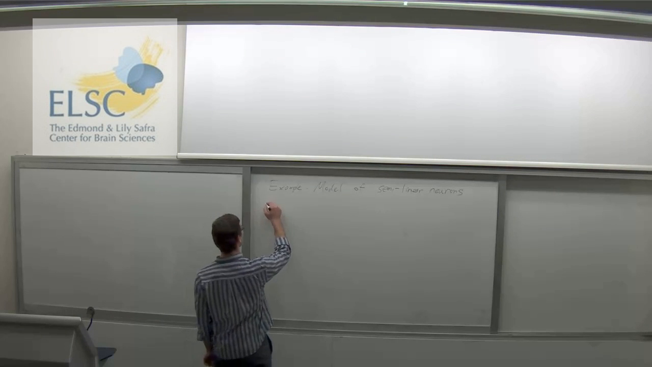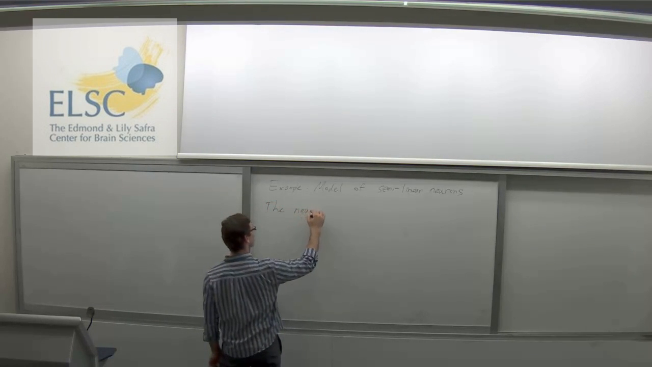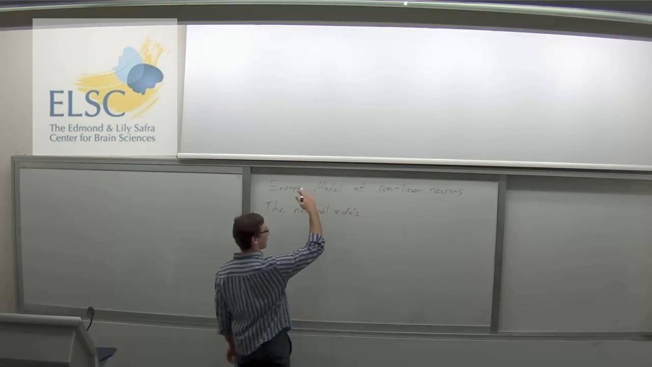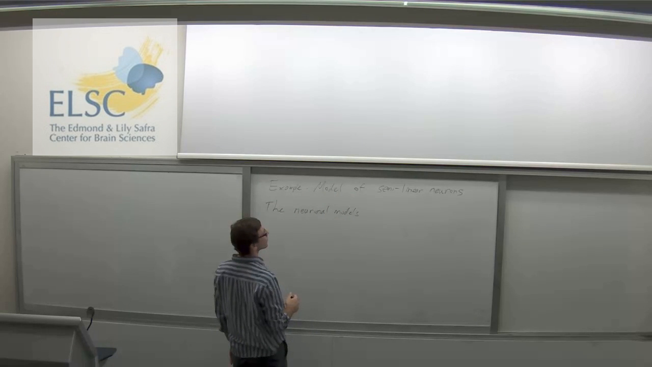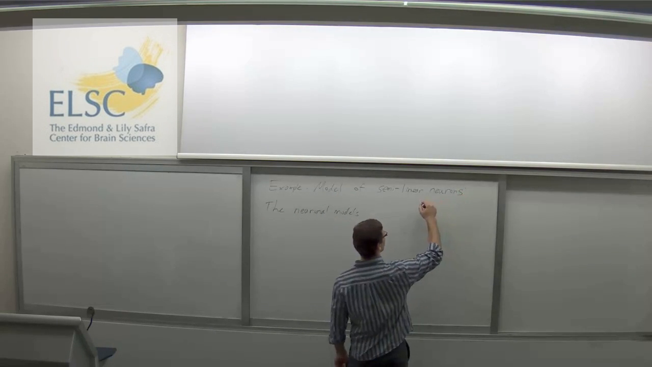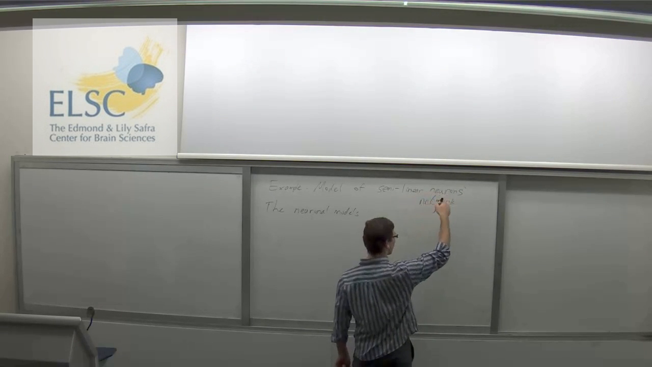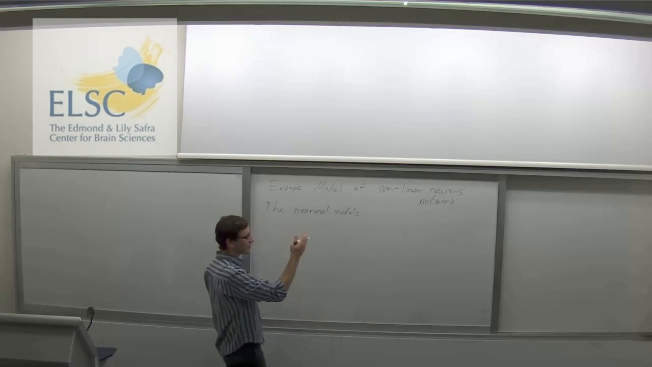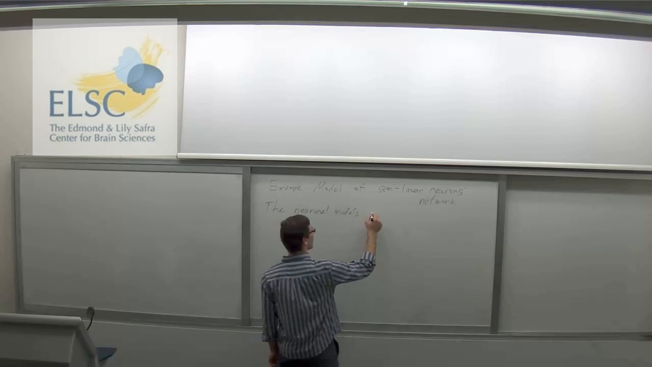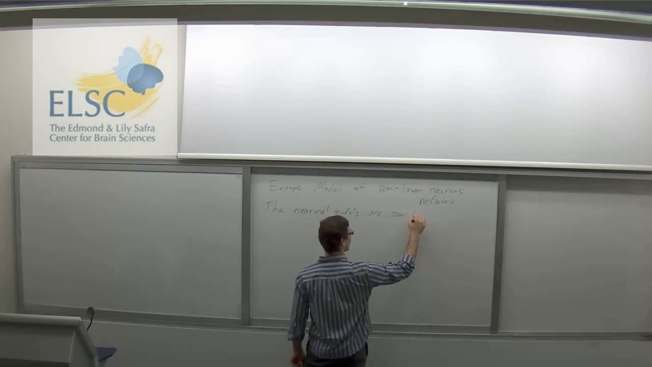So, the neuronal models. I'm going to model a neuron network, that's what I mean. So we have semi-linear neurons, this is what I'm going to describe, and there's a network of these neurons. Okay. So the neuronal models are semi-linear. What does it mean?